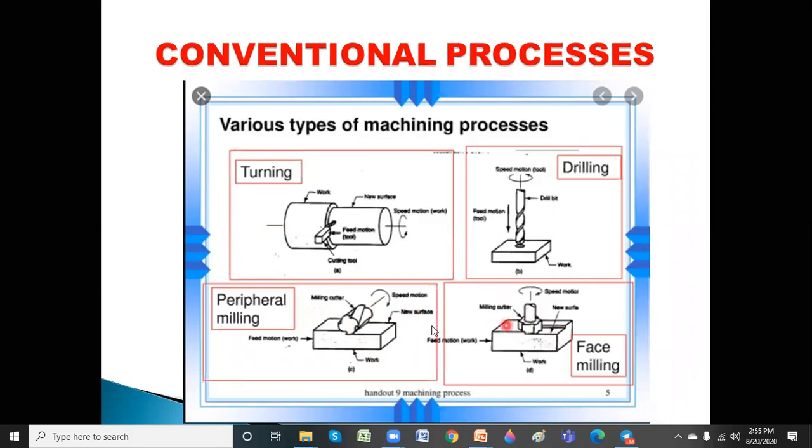Similarly, you have face milling, where you can see the tool or milling cutter is moving in the y direction, and it will remove the material. Here it's in the x direction. So the speed of motion is in the x direction, and here it's in the y direction. These are some examples of your conventional machining processes. Okay, next.